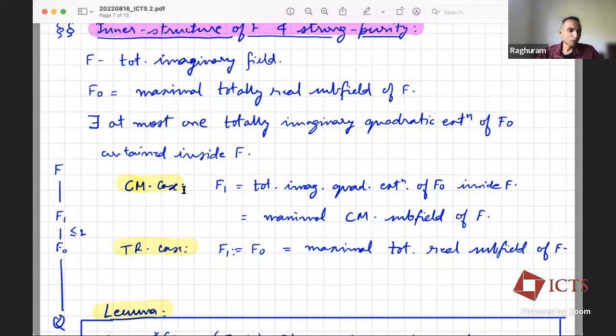I'm not too happy with this terminology that I cooked up, but if someone has a better thing to suggest, I'm happy to go along. And the TR case is when F does not contain such a CM subfield. In other words, there's only a maximal totally real subfield. And for both of these cases, one can cook up examples.